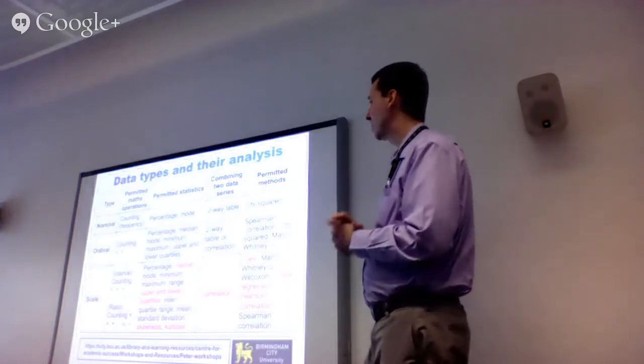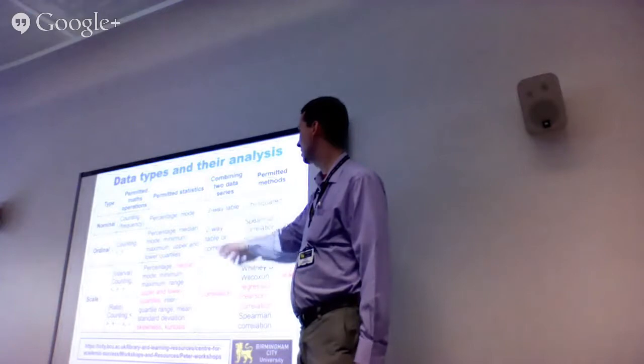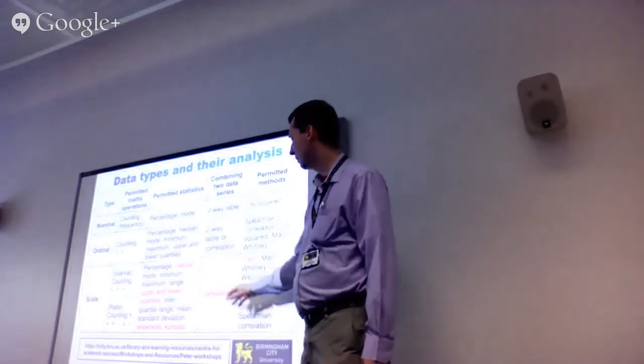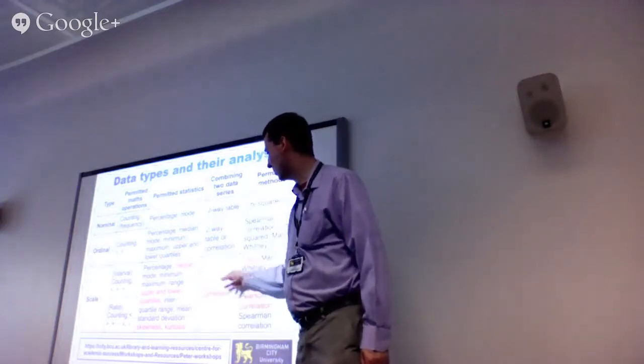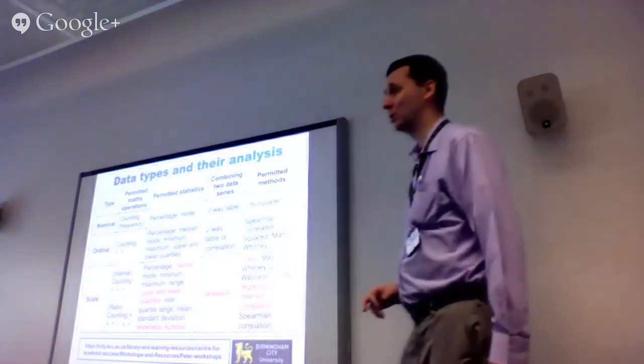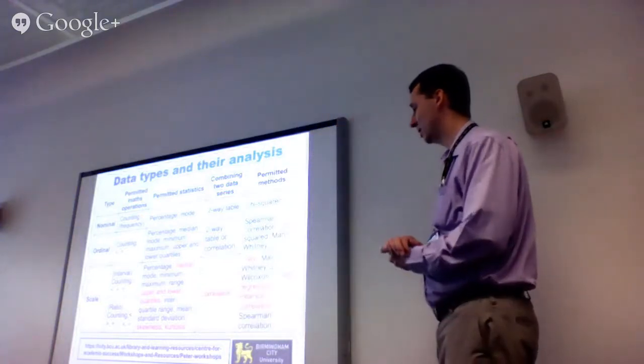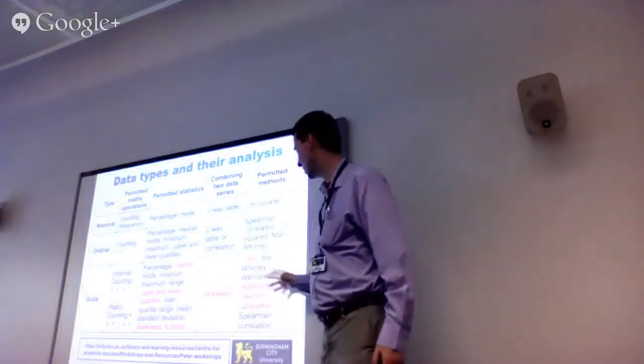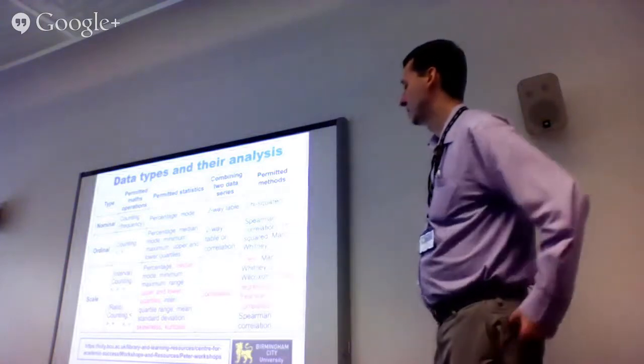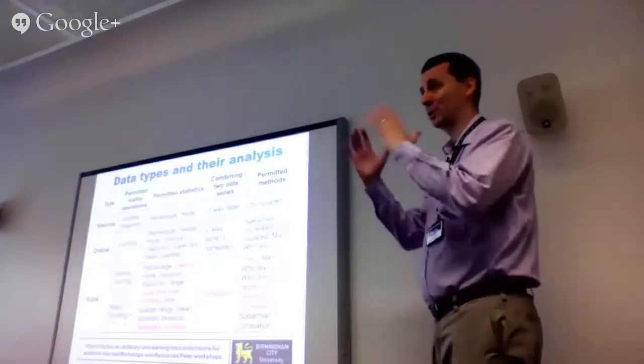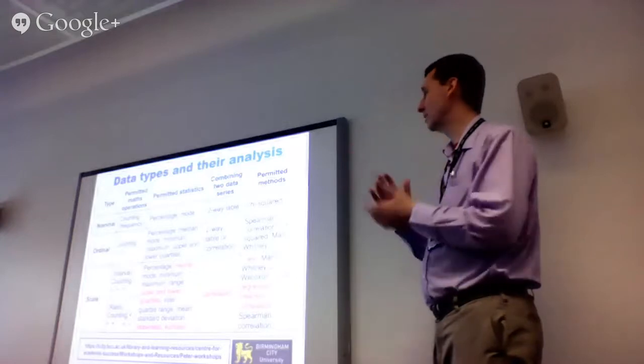So there are ways of combining 2 data series together. If it is scale data, it's called correlation. And we also get linear regression connected with correlation. Correlation is looking for a linear association between two scale variables.